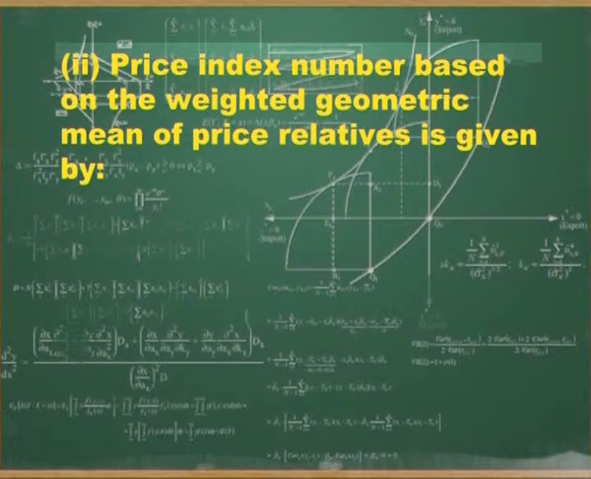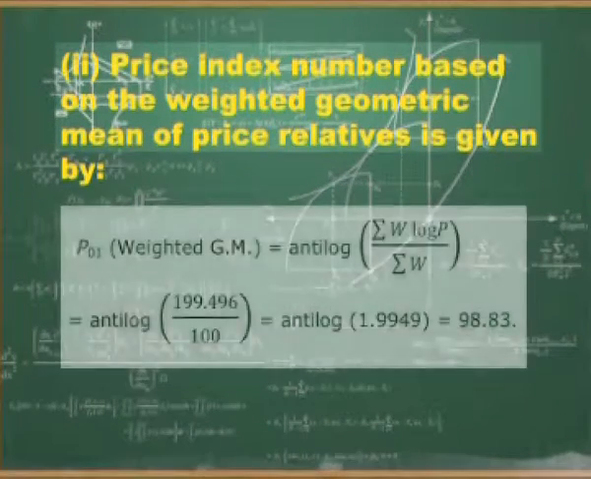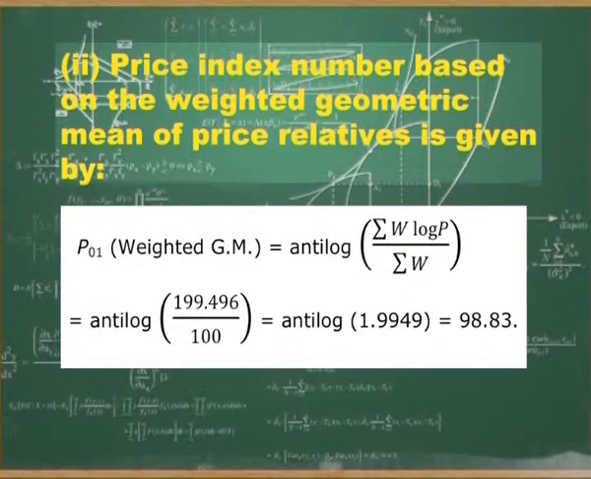Second method, price index number based on the weighted geometric mean of price relatives is given by the formula P01 weighted geometric mean. This is equal to anti-log of sigma W log of P divided by sigma W. So this is equal to anti-log of 199.496 divided by 100, which is equal to anti-log of 1.9949. So anti-log of 1.9949 is equal to 98.83.